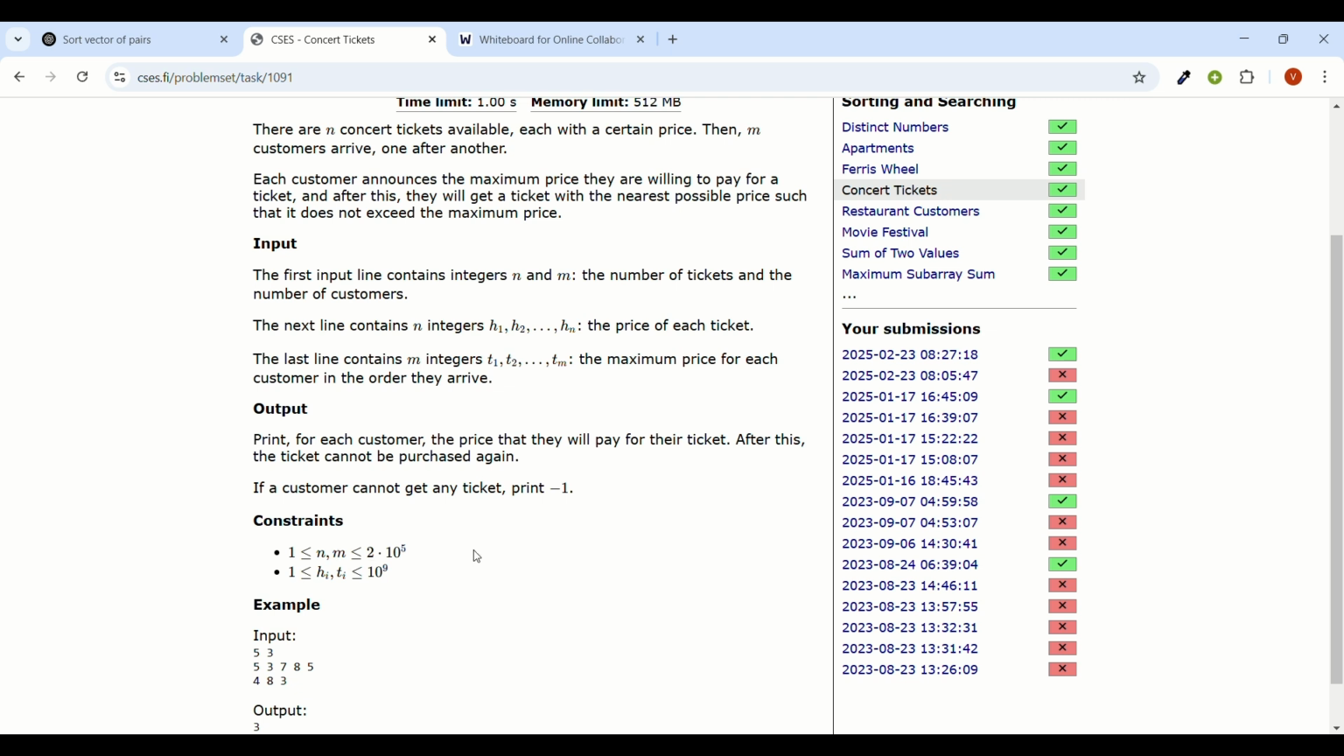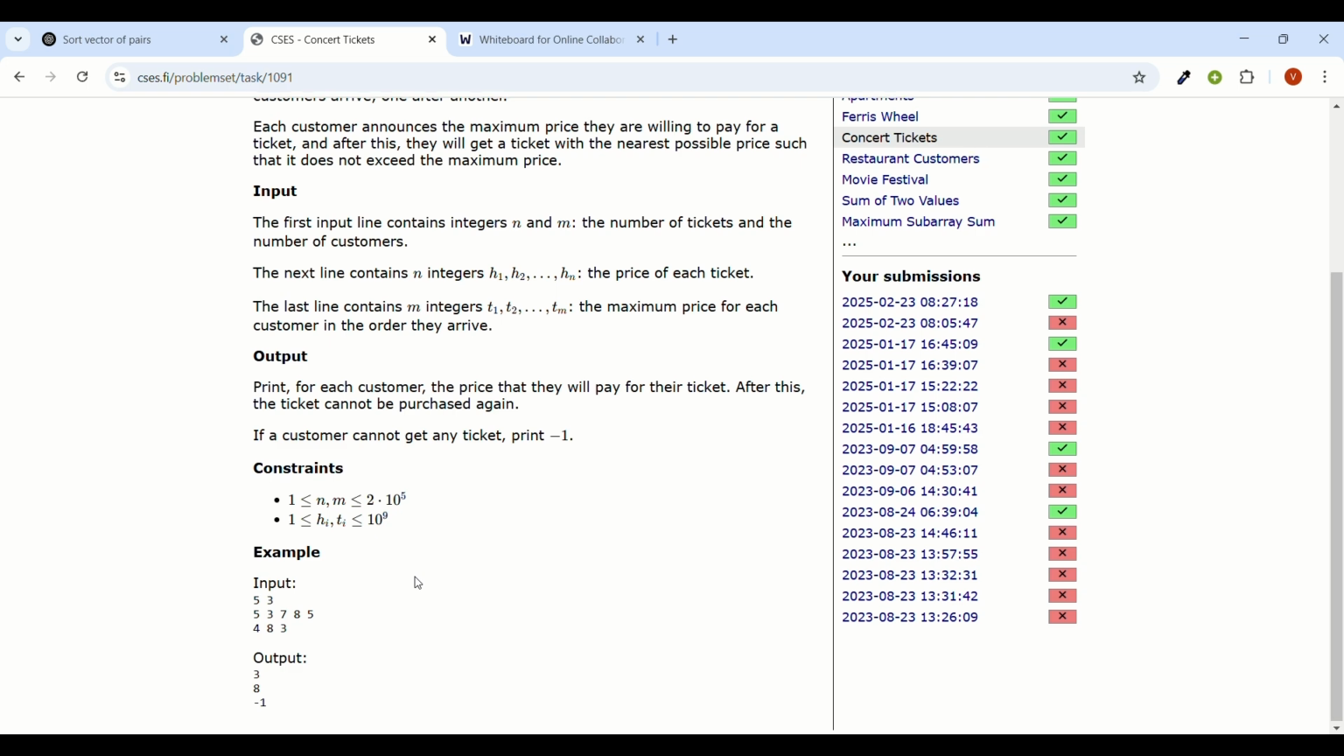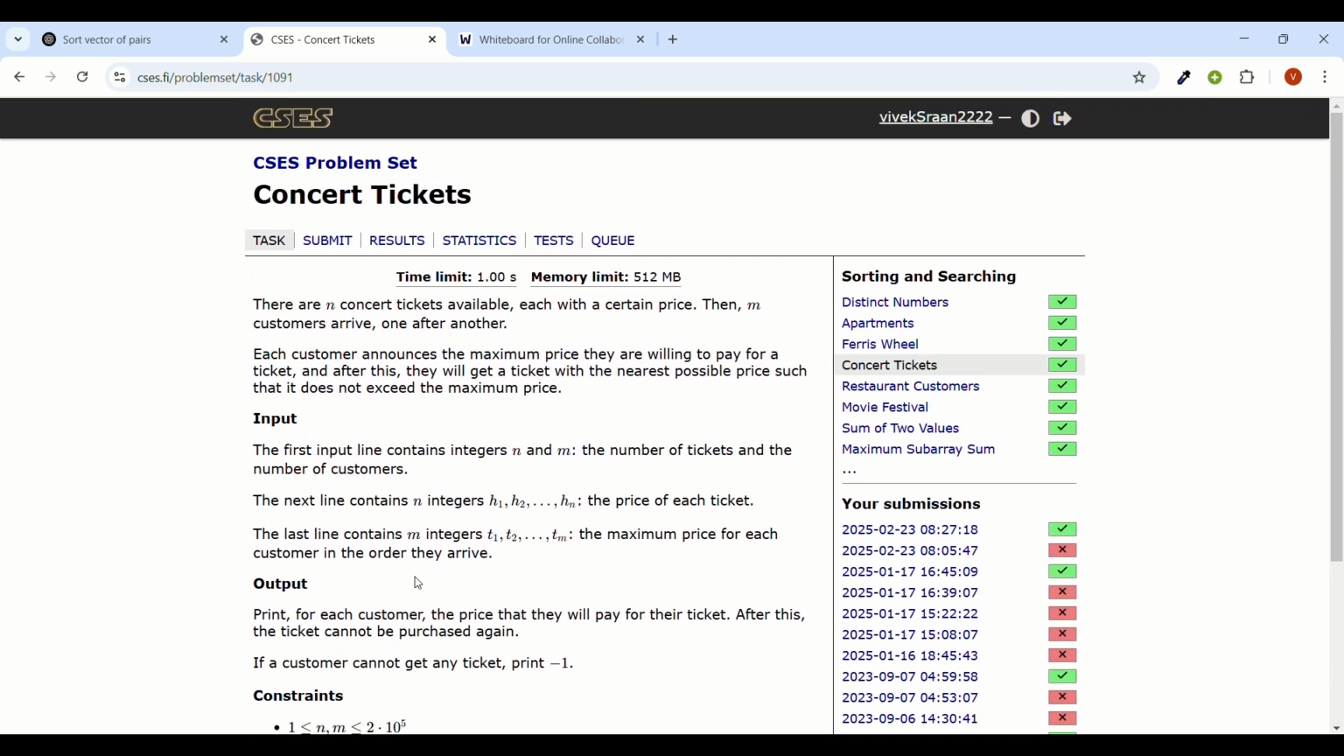Constraints are: n, m are greater than or equal to 1 but less than or equal to 2 times 10 raised to the power 5. hi, ti are greater than or equal to 1 but less than or equal to 10 raised to the power 9. Then we are given a sample case. First, let's see what the problem statement is.